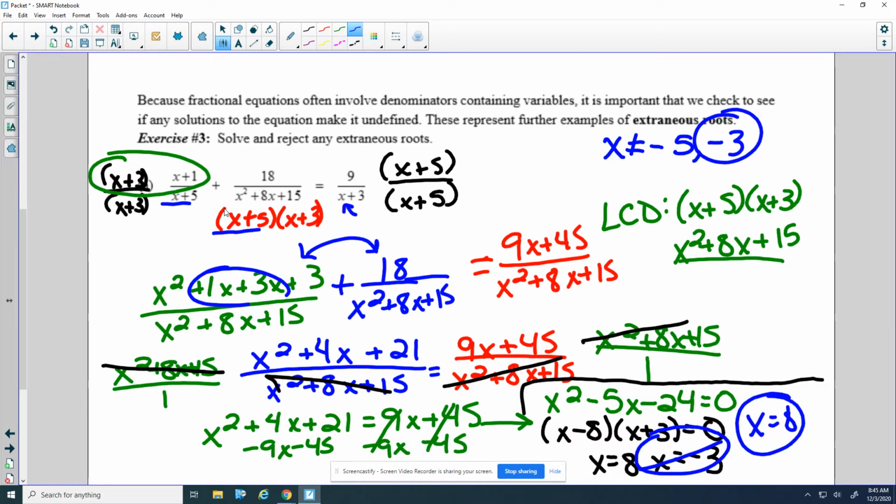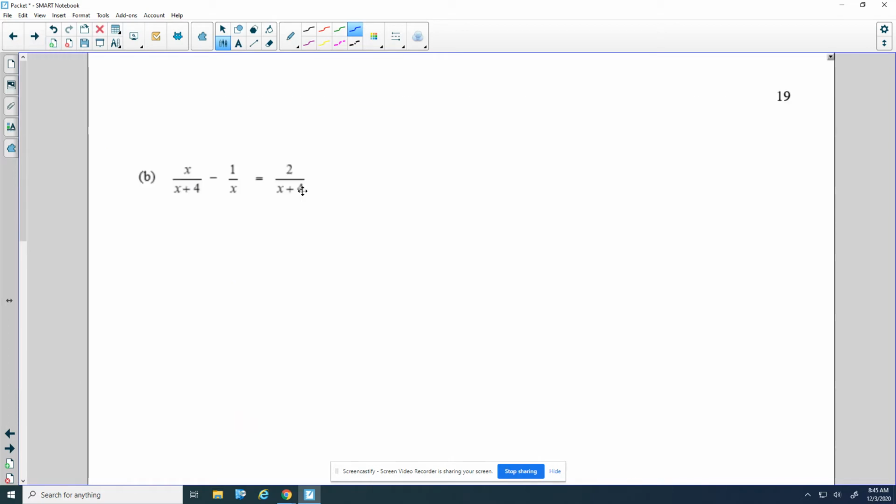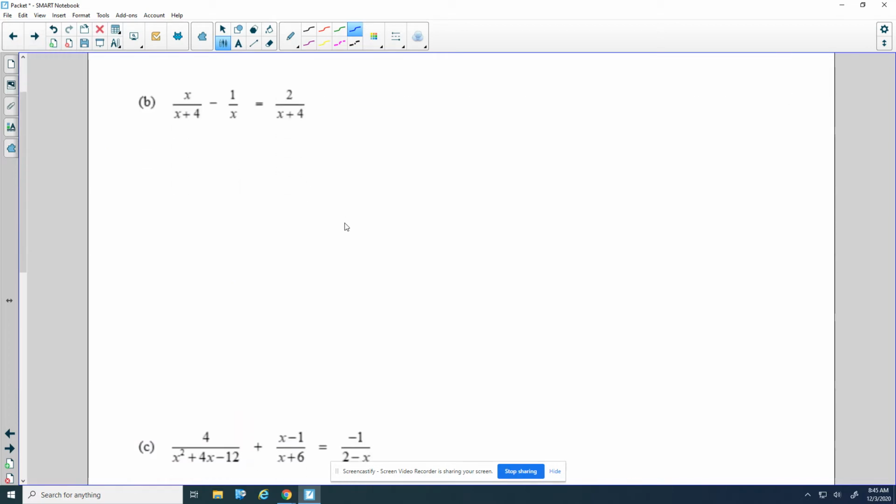So let's look at the next page. And you could definitely try both of these. I'm going to go a little faster, but I want to show you work for these. But you could definitely, especially B. C brings in something that's slightly different that might be a little trickier.